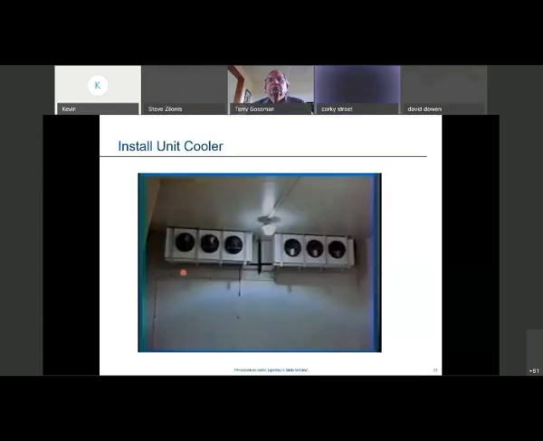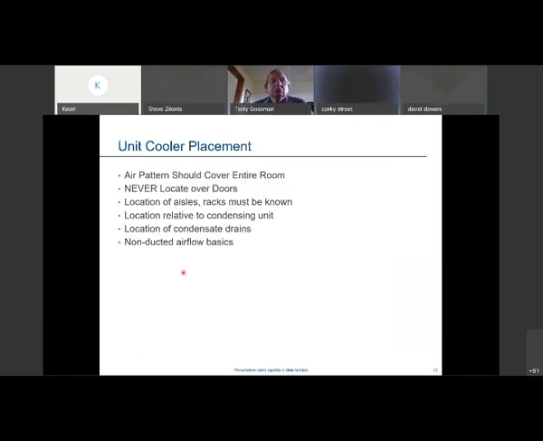So installing unit coolers. When this task is tackled by the contractor, the air pattern that you've got with the unit cooler has to cover the entire room. You never, ever put the evaporator over a door. The reason for that is that if you put it over the door and it's drawing that warm, moist air from outside, whenever that door is open, it's going to freeze up prematurely. You're not going to be able to have enough airflow to take care of the whole room.